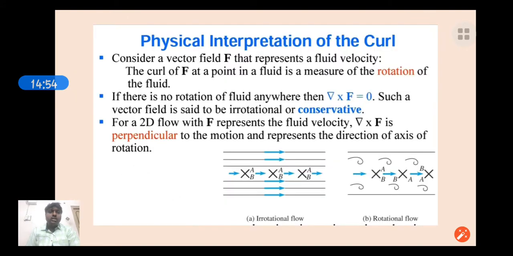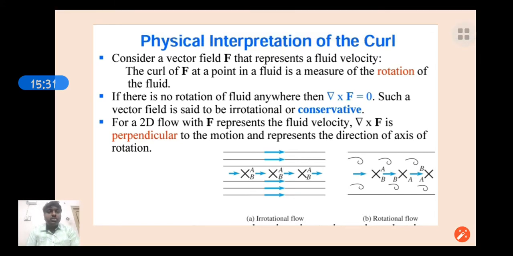Now go through the next one, a physical interpretation of curl. Consider a vector field f bar that represents a fluid velocity. So we can consider a vector field. In that vector field, our f represents the velocity of any fluid. It may be a current, it may be water, whatever you want, you can consider it as a velocity function. The curl of f at a point in a fluid is a measure of rotation of the fluid.